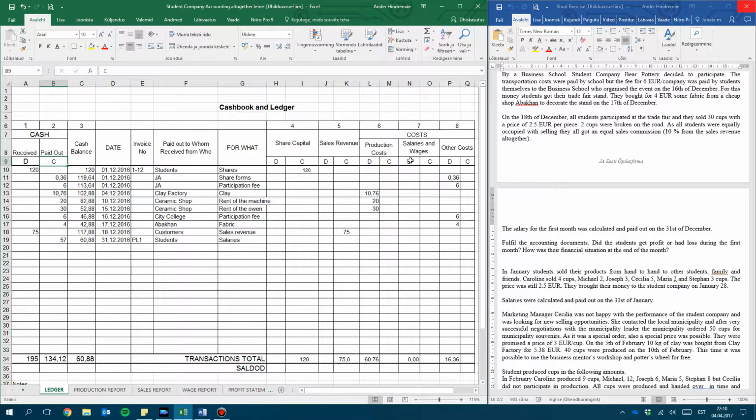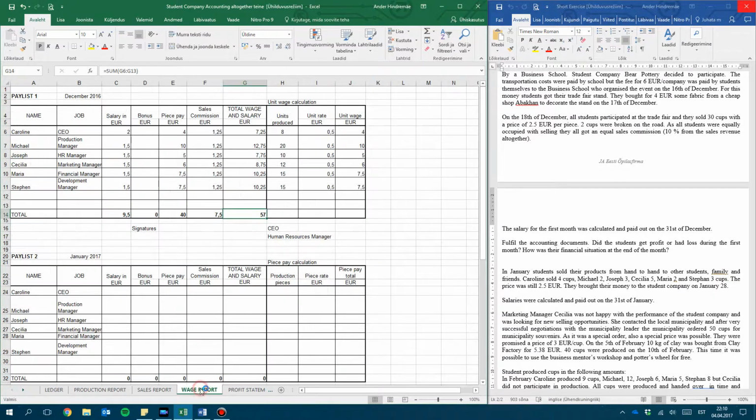Credit has to find its debit. Over here, 57 euros, it's recorded. As we saw, the CEO got the smallest salary today, and Michael again got the highest, as he produced the most, because the other numbers were quite equal among the people in the company.